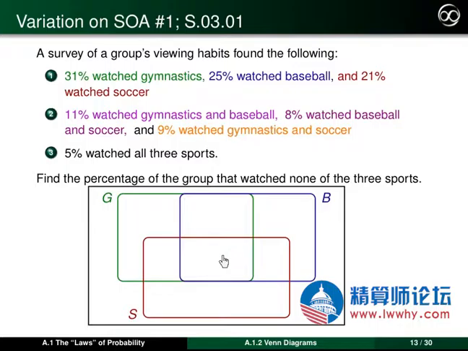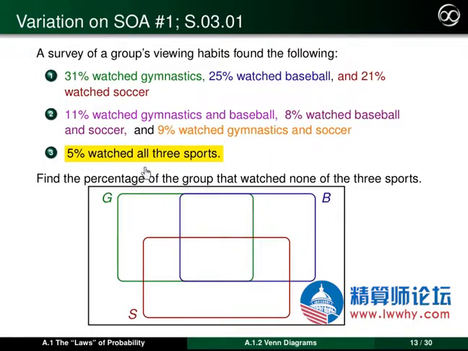All right, now, what are we going to do here with a Venn diagram? Well, I have all this different information. I want to try to label my picture. And what I'm going to do is begin with the innermost statement saying that 5% watch all 3 of these sports, and I'm going to try to work my way out.